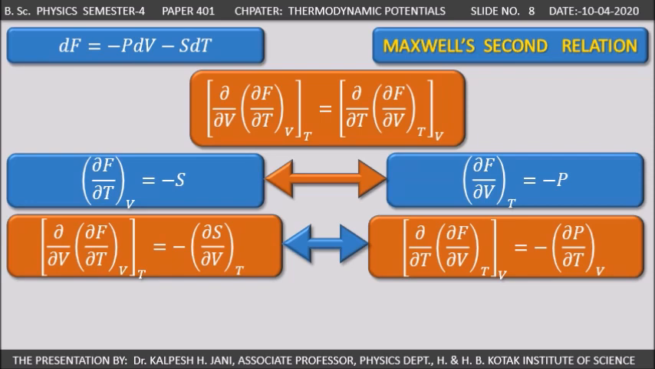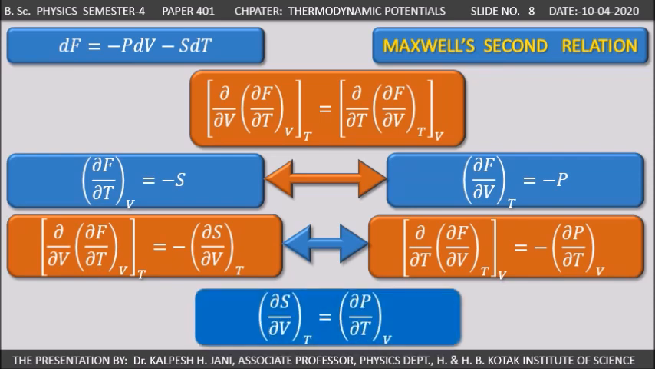And according to Schwarz's theorem, we can equate these two second order differential terms. So we have the equation del S by del V at a constant T is equal to del P by del T at a constant V. So this is nothing but the second Maxwell's relation for thermodynamics.